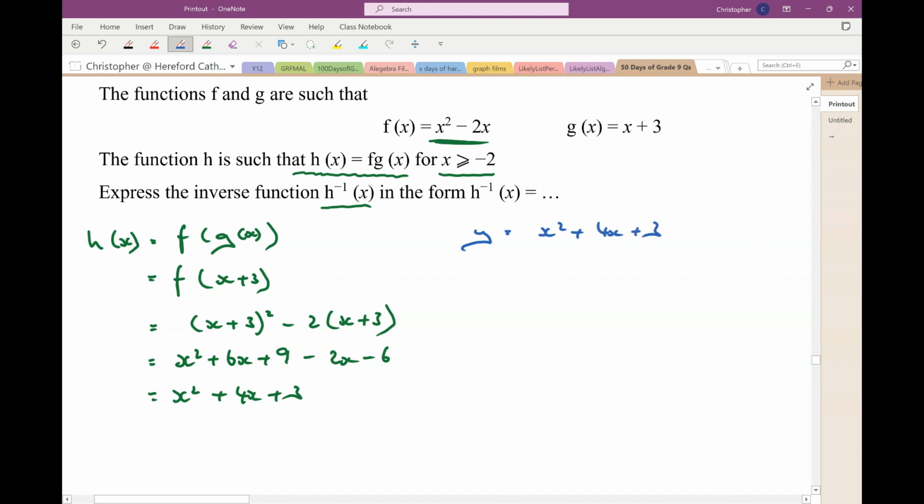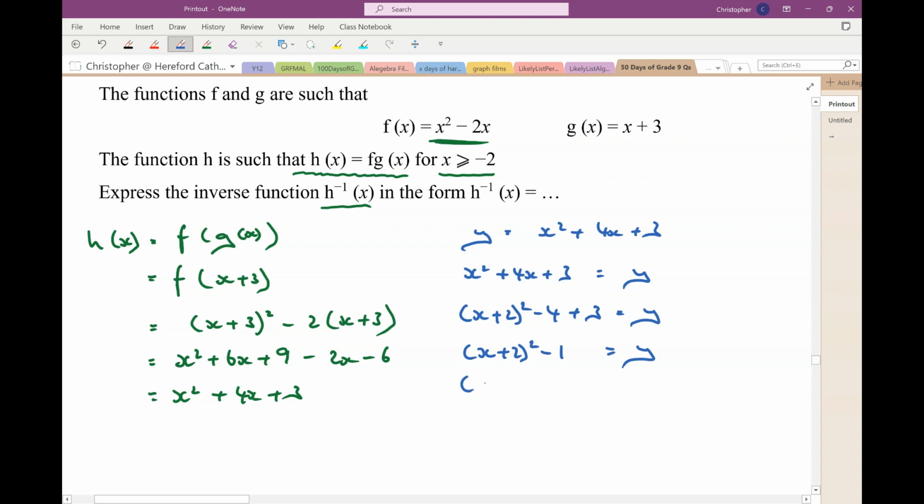Now I'm going to make x the subject. Let's switch it around first. x squared plus 4x plus 3 equals y. Let's complete the square. (x plus 2) squared minus 4 plus 3 equals y. (x plus 2) squared minus 1 equals y.